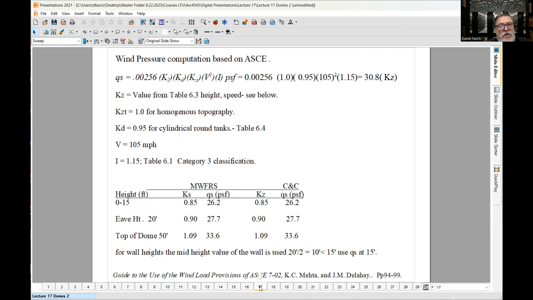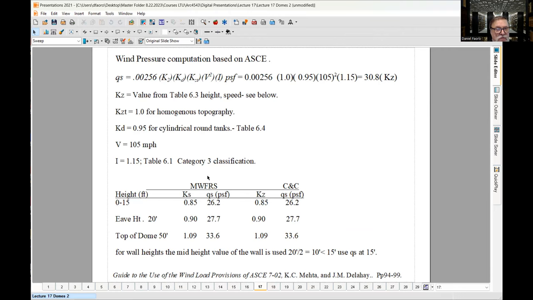So our wind pressure coefficient, 0.00256 again, K_z, K_d, K_zt, V, I, plugging in our values. Our K_d is not 0.85, it's a cylindrical round tank, it's 0.95. Our V is 105 miles per hour. Importance factor, plugging in all values, you get 30.8 times K sub Z. That's a parameter that varies on height conditions and surface areas.